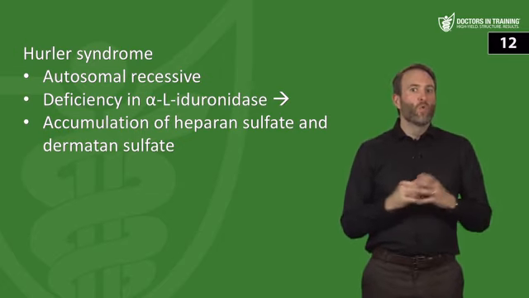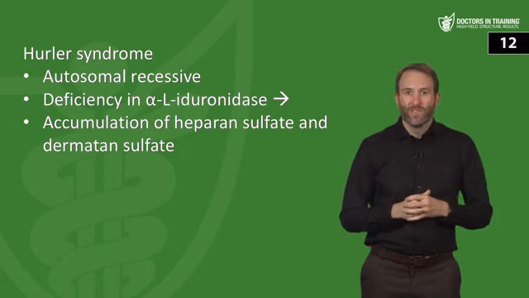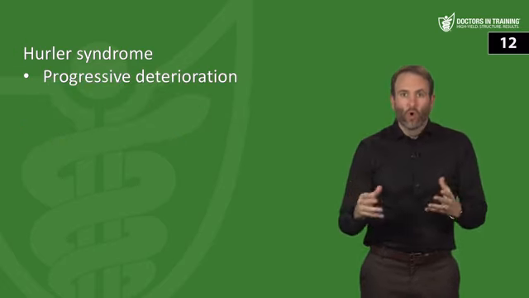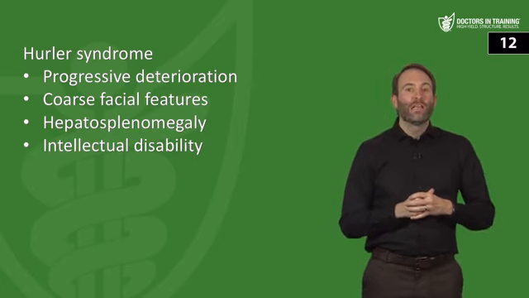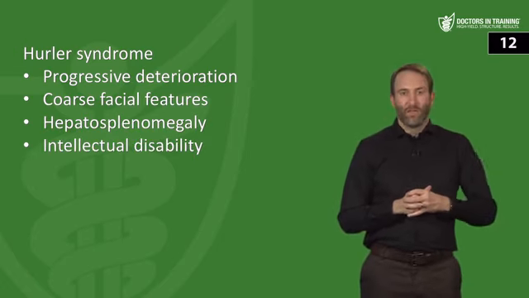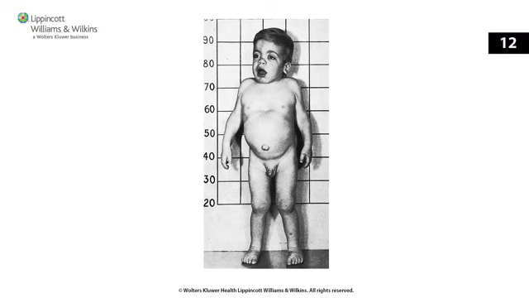Now, these patients are normal at birth, but like many of the other diseases, we see progressive deterioration. Coarse facial features is another one, hepatosplenomegaly, and intellectual disability starting at about 6 months of age. Now, these patients do not grow very well, which leads to something that resembles dwarfism.